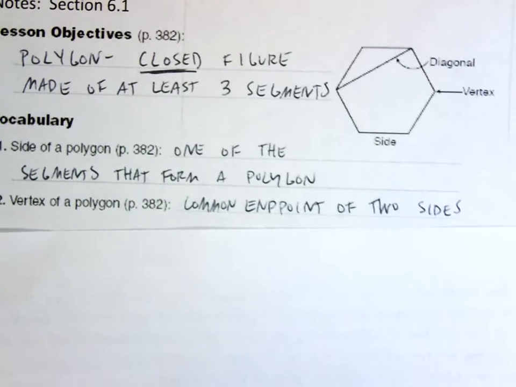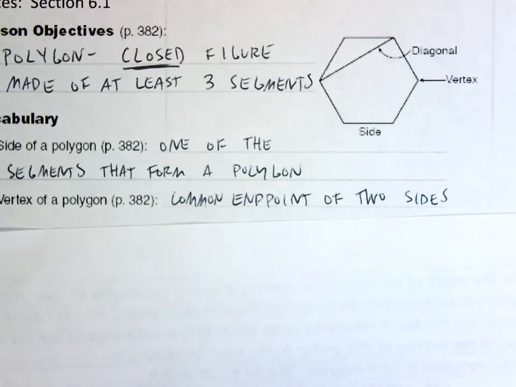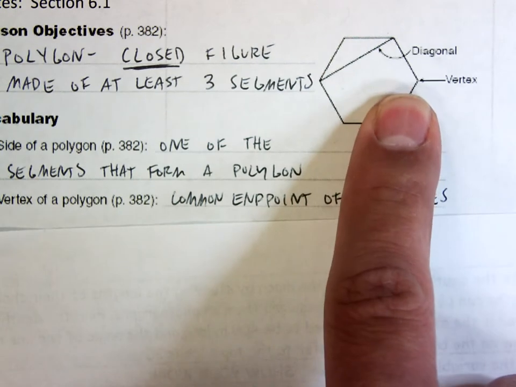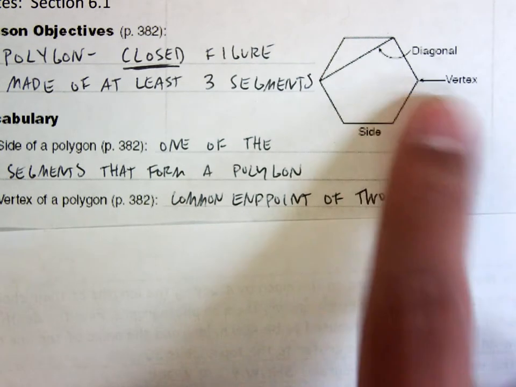Vertex of a polygon, it's a common endpoint of 2 of the sides. Where do 2 of the sides meet? That's a vertex. Simple like calling it a corner, but the math term is called a vertex.